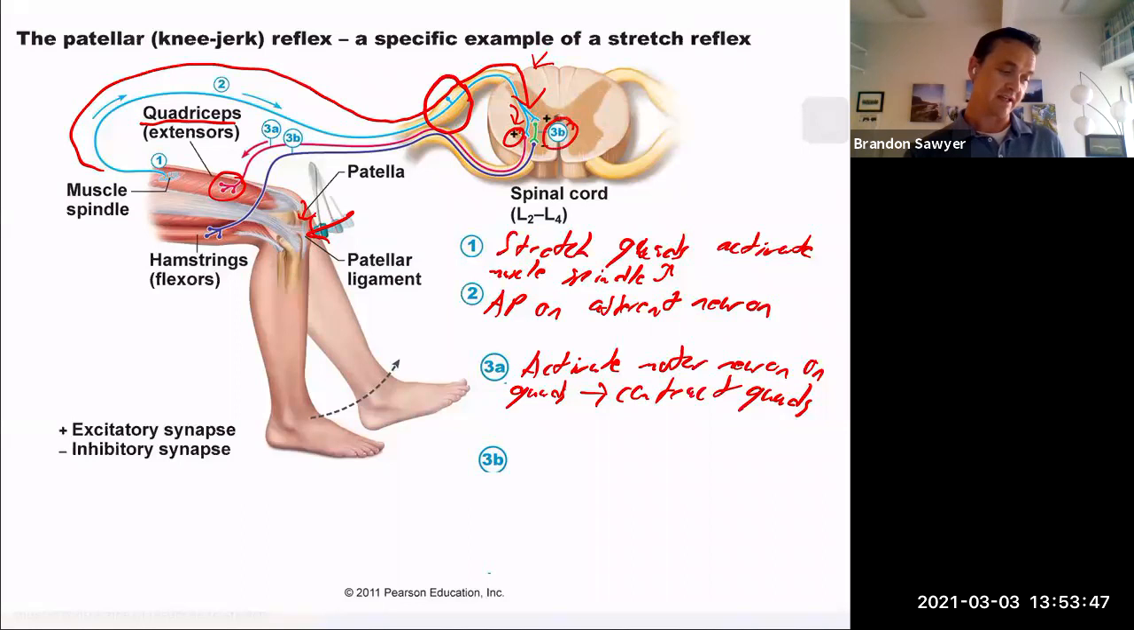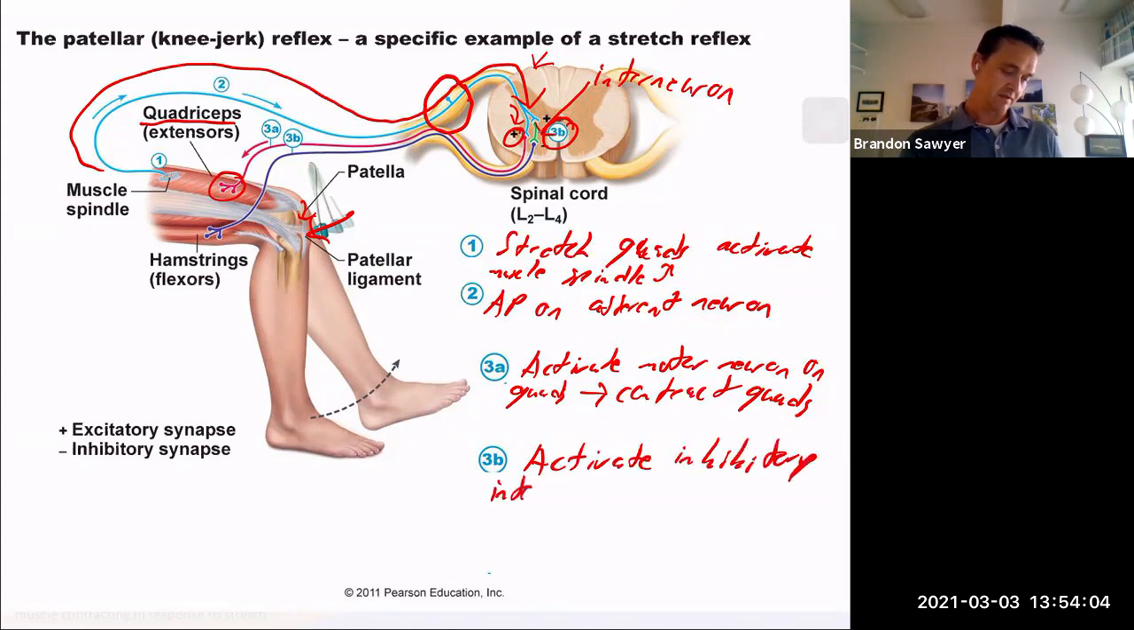We see 3B, it has that little green neuron. That's called an interneuron, right? That's just neuron to neuron communication. And so we're going to activate inhibitory interneuron. We're going to activate that inhibitory interneuron, and then we're going to inhibit the antagonist muscle.